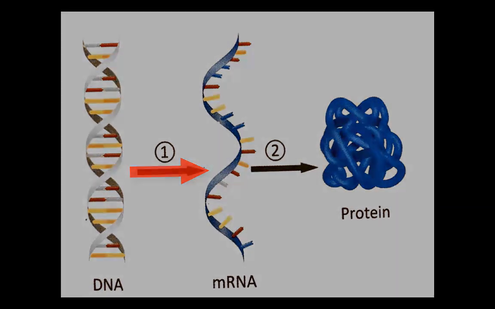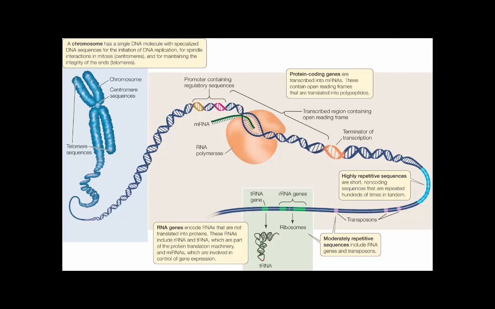Transcription occurs in 3 steps. Step 1, initiation, where RNA polymerase binds to a promoter sequence on DNA, which essentially is the start sequence of a gene found on a chromosome. RNA polymerase will then unzip the DNA by melting the hydrogen bonds between the complementary base pairs.